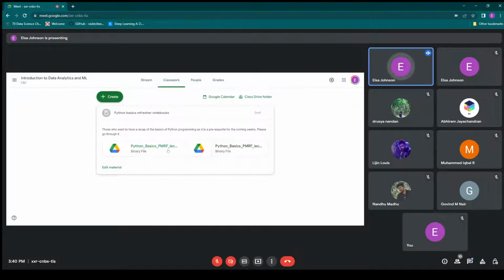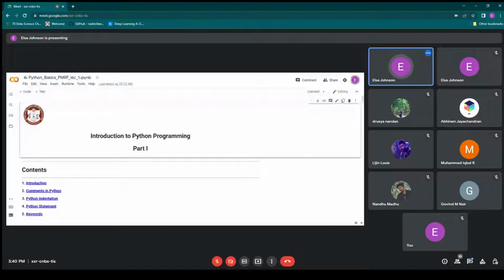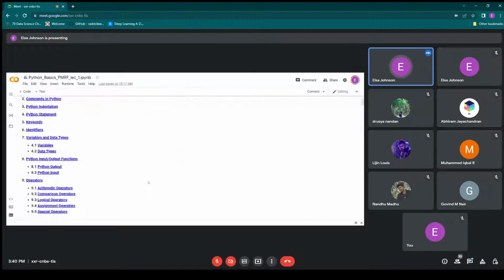Similarly, I have given in that classwork two files actually. The first one is Python Basics PMRF Lecture 1, and the next one is Python Basics PMRF Lecture 2. Here you just have to log in with your Gmail ID. I'll just open that and show you what I have done there. This is for people who haven't worked with Python.